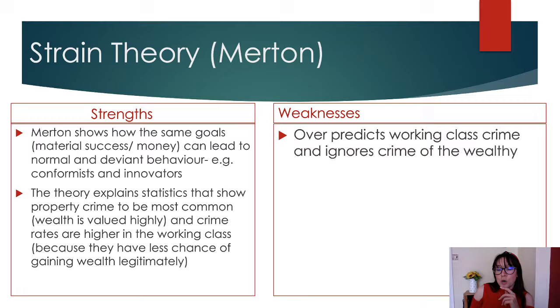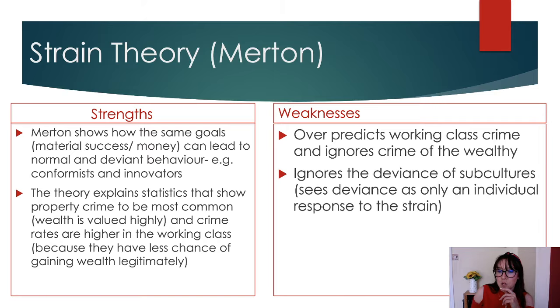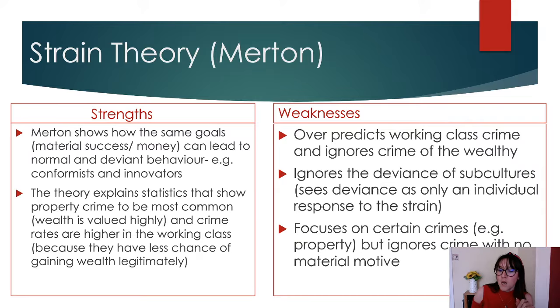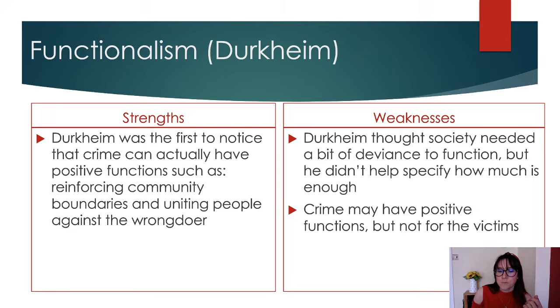Weaknesses, however: it over-predicts working class crime and ignores crime of the wealthy. It ignores the deviance of subcultures. It sees deviance as only an individual response to the strain rather than a group response to a strain. It also focuses on certain crimes such as property, but what about crimes that have no material motivation? What about crimes that you get nothing back from? It doesn't explain those crimes.